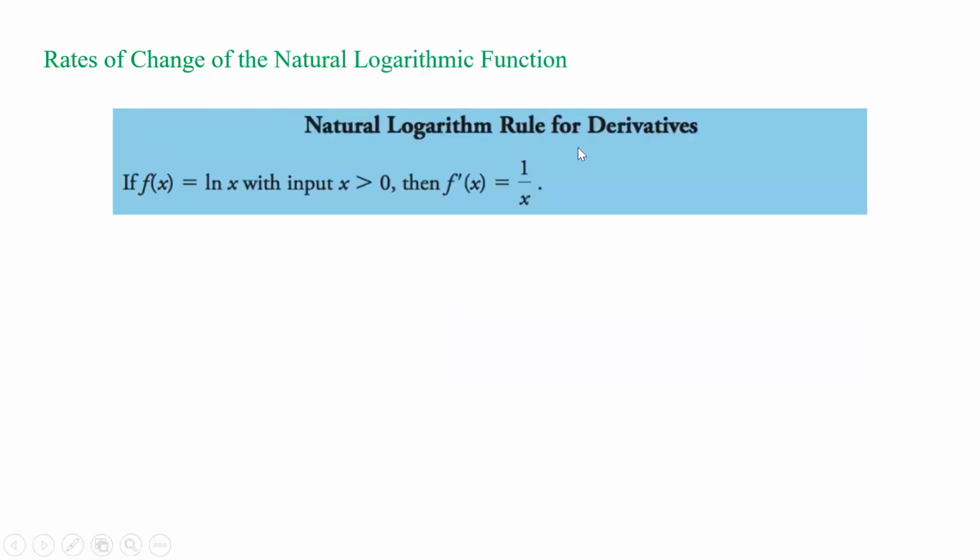We also have the natural logarithm. If f of x is equal to ln of x, and again, x here has to be greater than 0 because we can't take the log of negatives, then f prime of x is simply 1 over x. So you start with this, and your derivative is 1 over x.